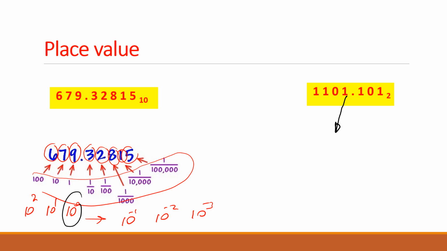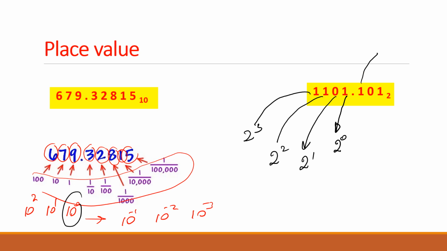2 to the 0, isn't it? The base is 2 now, and the next one will be 2 to the 1. Next will be 2 to the 2. This will be 2 to the 3. Do you understand what I mean? And how about the other side after the binary point? 2 to the negative 1, then 2 to the negative 2, and 2 to the negative 3. Does that make sense? That we call the place value. Octal has base 8 and hexadecimal has 16. Likewise, the base will be different depending on the number system.